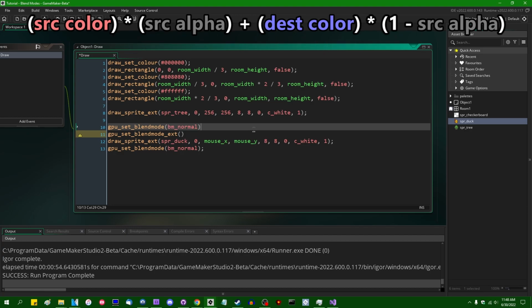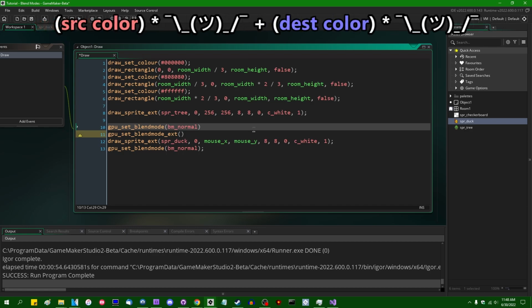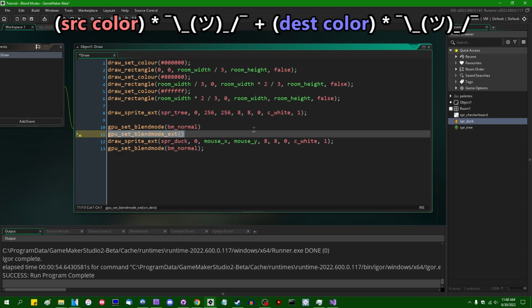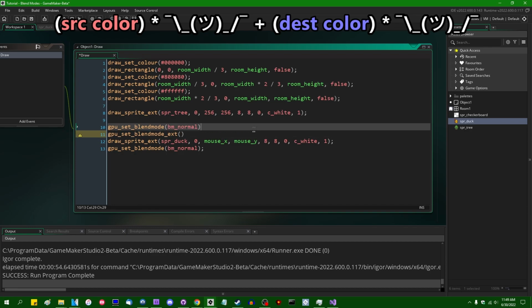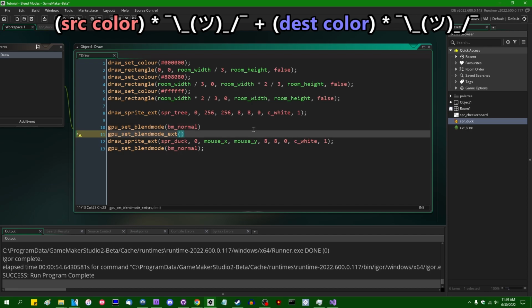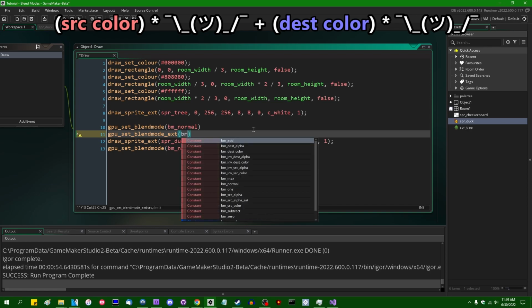The reason that I said the second version of that equation is perhaps a little bit more accurate is because the general shape of that equation, so if you take the source color multiplied by something and add it to the destination color multiplied by something, that general shape of an equation is at the heart of what underpins the GPU set blend mode extended function, and blending colors in computers in general. And it's so important that I'm going to leave it at the top of the screen for probably the rest of this video. So, GPU set blend mode extended is going to take two arguments, the source and the destination. These two arguments are going to be different factors that you're going to multiply the source and the destination colors by before you add them together.